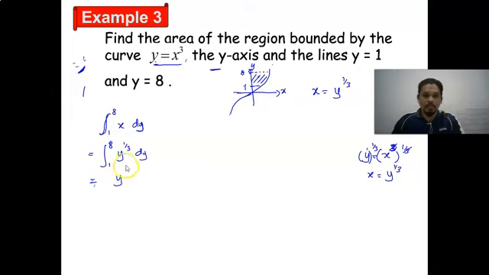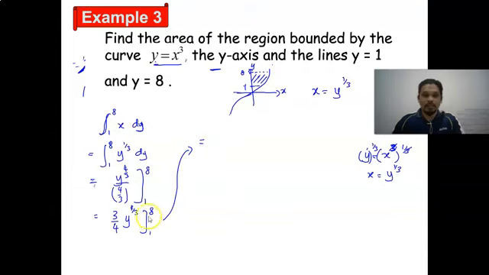y to the power of 1/3 plus 1, which is 1/3 plus 3/3, equals 4/3, divided by 4/3, from 1 until 8. Bring this above here and turn the position upside down: 4/3 becomes 3/4, so we have 3/4 y to the power of 4/3, from 1 until 8.